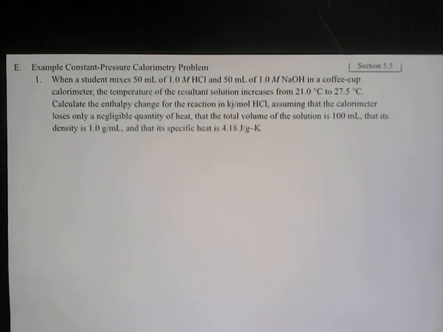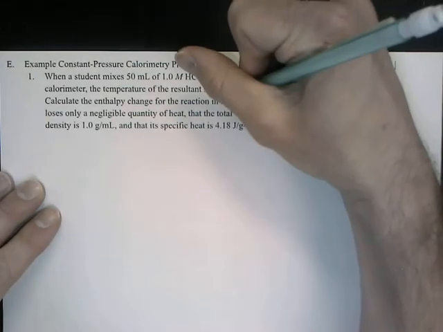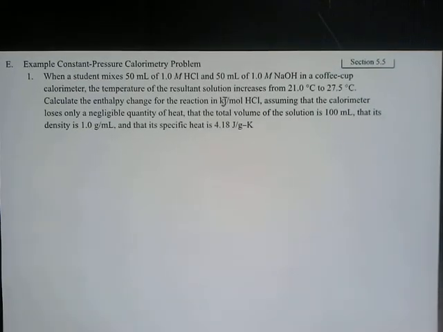All right, so we got a lot going on here, so I'm going to read this. A student mixes 50 milliliters of 1 molar HCl and 50 milliliters of 1 molar NaOH in a coffee cup calorimeter. The temperature of the resultant solution increases from 21.0 degrees Celsius to 27.5 degrees Celsius. We want to calculate the enthalpy change for the reaction in kilojoules per mole of HCl.